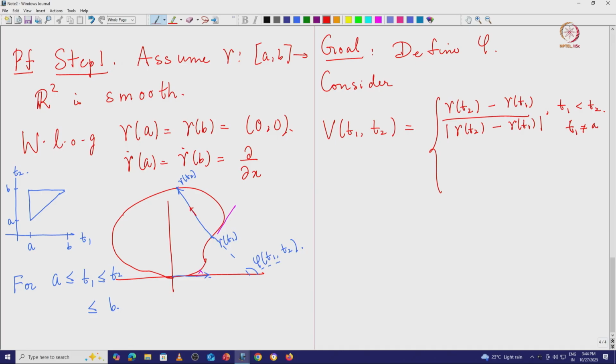And t1 is not equal to a and t2 is not equal to b. Okay. If t1 is equal to t2, I just define it to be the velocity vector at that point.